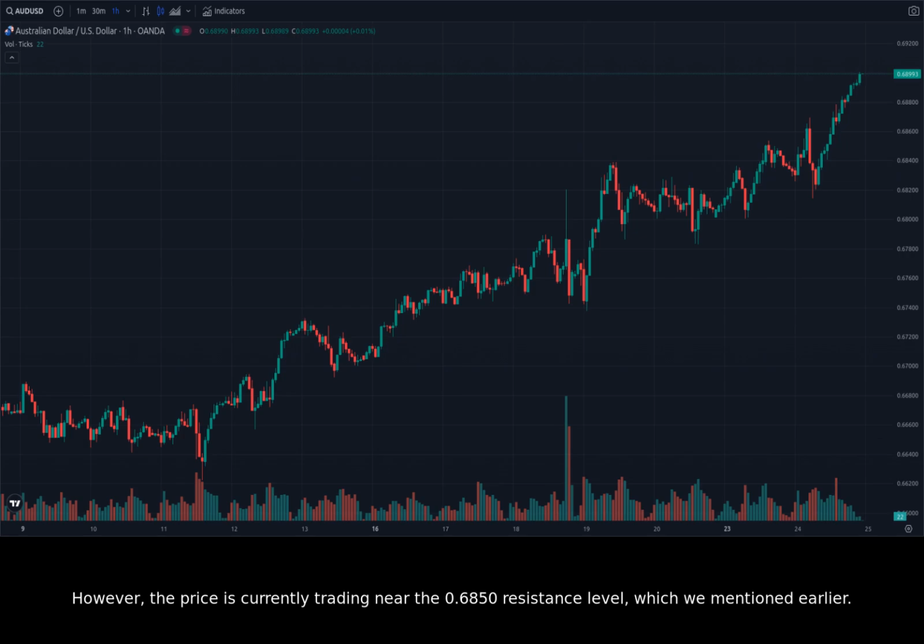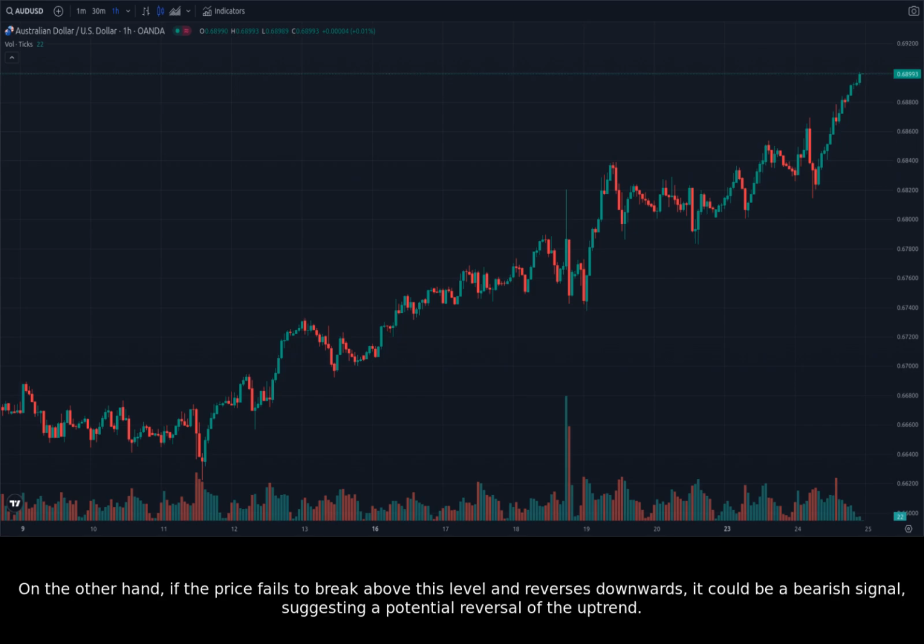However, the price is currently trading near the 0.6850 resistance level, which we mentioned earlier. We need to see how the market reacts to this level in the next few hours. If the price breaks above this level, it would be a strong bullish signal, indicating a continuation of the upward trend. On the other hand, if the price fails to break above this level and reverses downwards, it could be a bearish signal, suggesting a potential reversal of the uptrend.